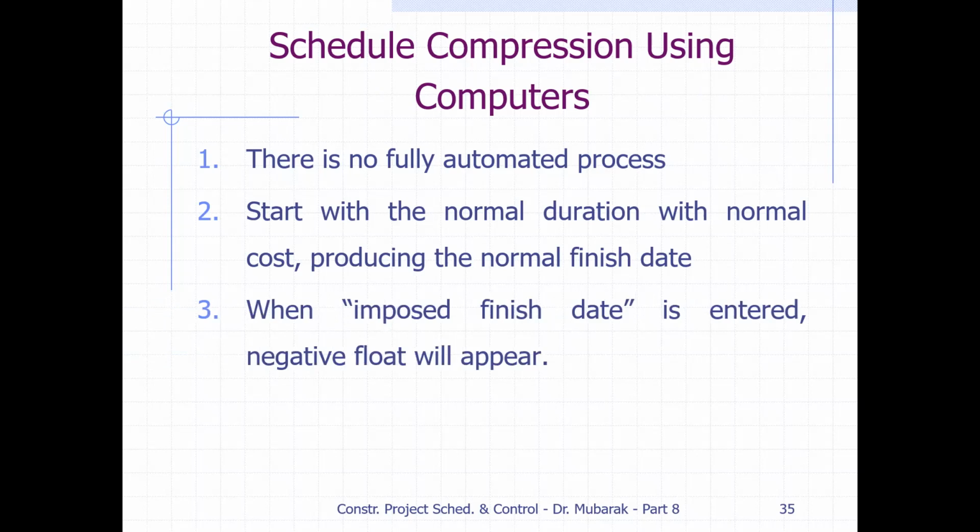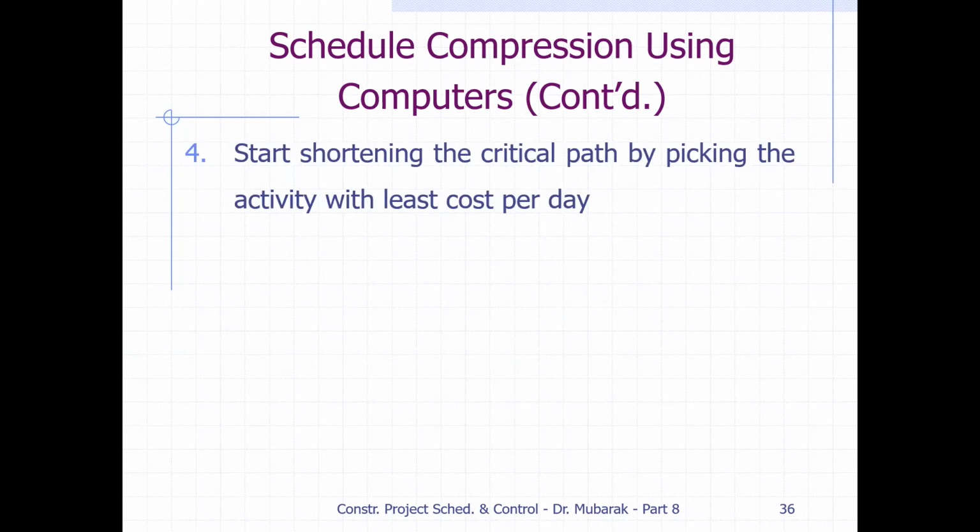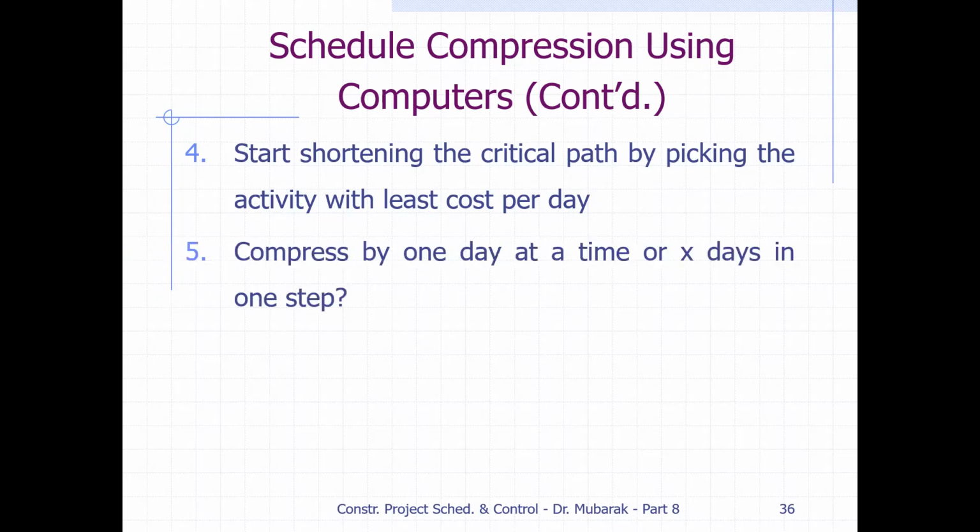Then, if we impose a finish date, negative float will appear. This we have learned in the previous chapter. Start shortening the critical path by picking the activity with the least cost per day, so we choose where the direct cost is minimum. Then we start shortening the duration of that activity where the increase in direct cost is minimum. Compress by 1 day at a time, or X number of days in one step.